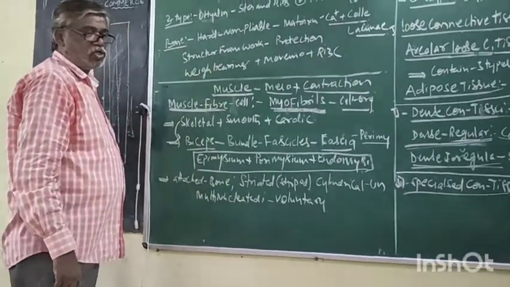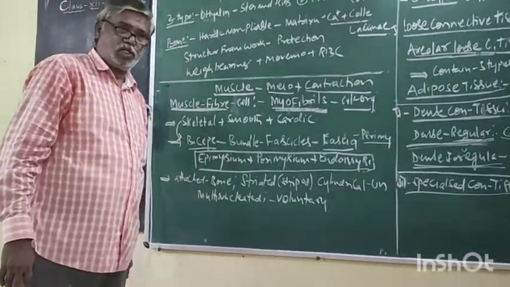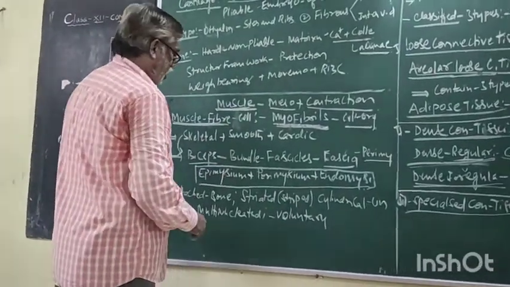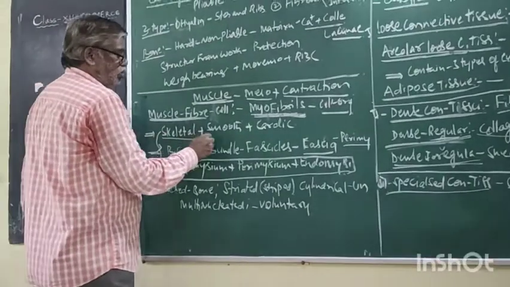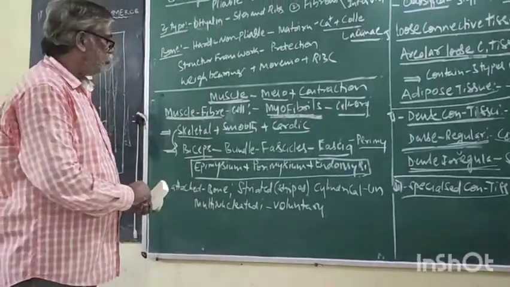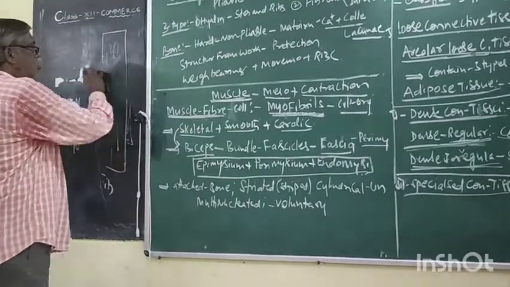Now, based on location, appearance, and function, the muscles are classified into three types: skeletal muscle, smooth muscle, and cardiac muscle. Now, skeletal muscle.